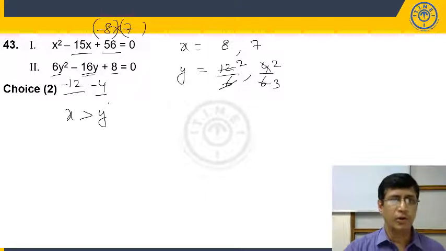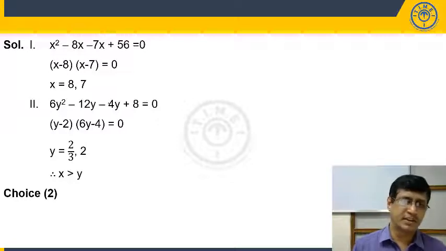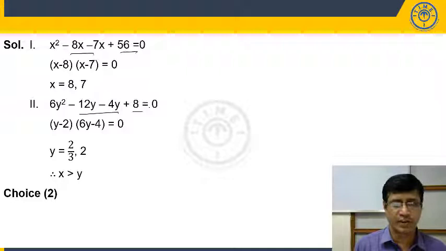Okay. Now look at the type of solution for the same question. This is the type of solution. The factors here are the sum of the roots and the product of the roots. Just look at it. Here 6 into 8 is 48.